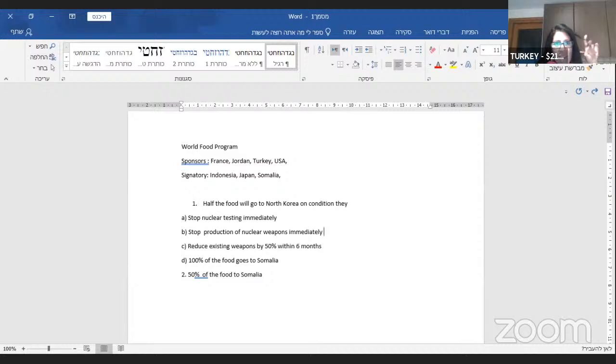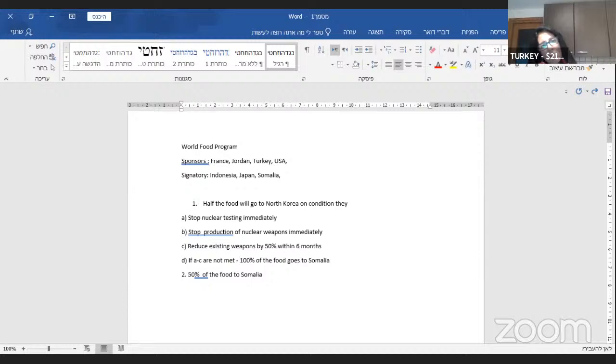And D, if not, 100% of the food goes to... Okay, so if these conditions are not met, should I add something like, if A through C are not met? Yeah. Okay. If A to C are not met, 100% of the food goes to Somalia.